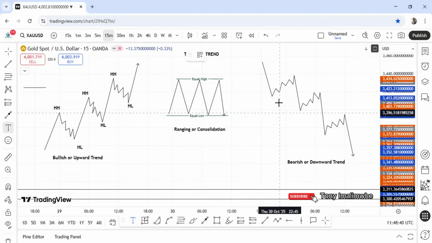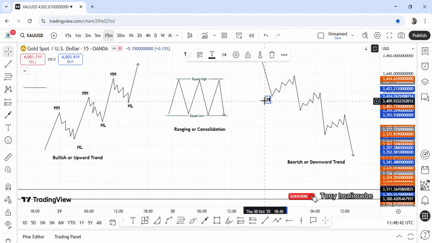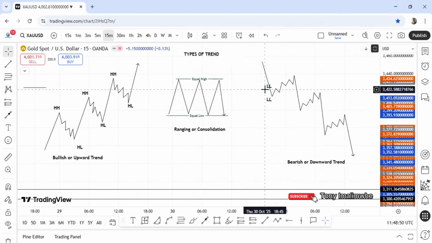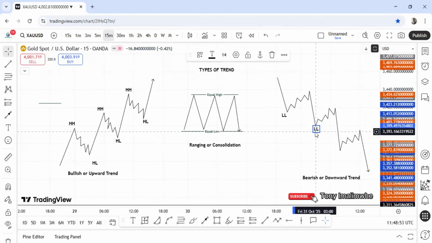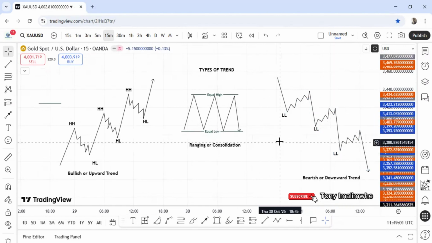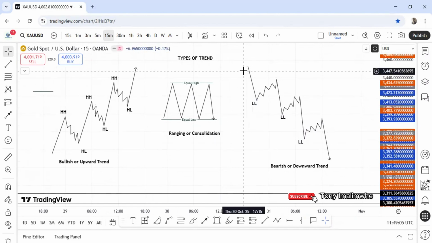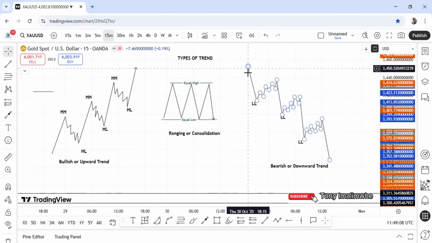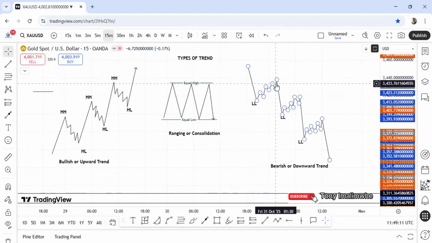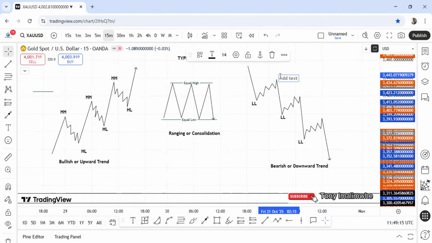Then when price goes to this level, this is called the lower low. In a downward trend, like I said, price moves impulsively to give a lower low, pulls back or retraces back to give a lower high, breaks this structure, goes below this lower low to give another lower low because this low is lower than this low, and then price will retrace back again.